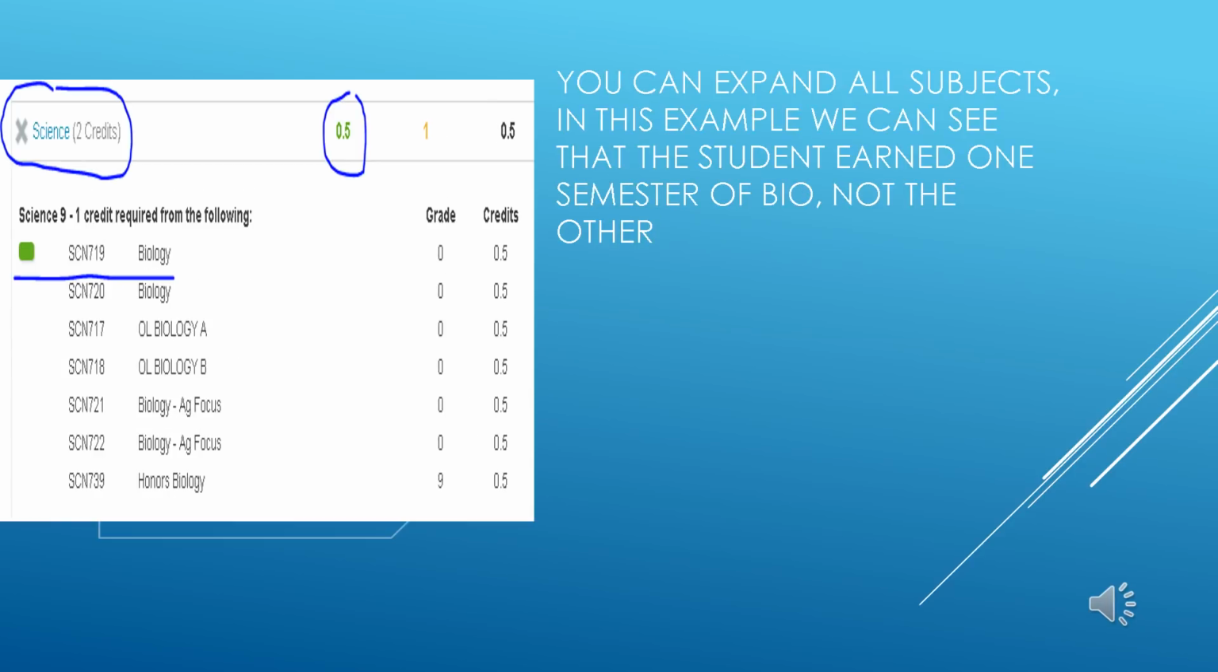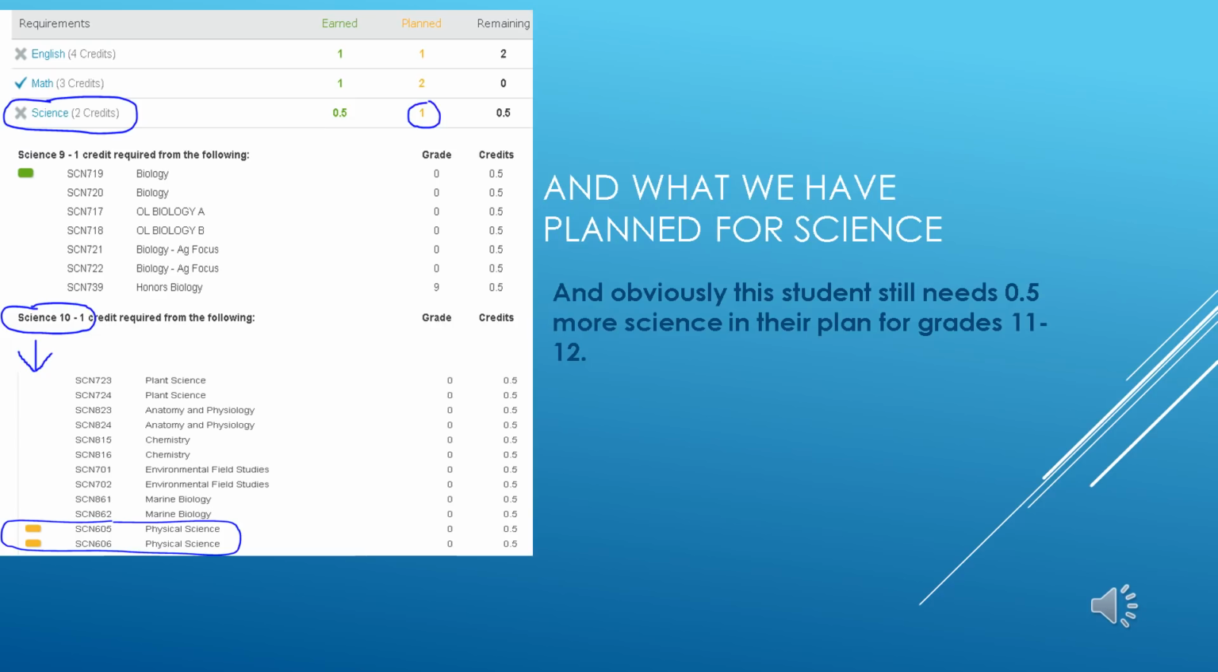Next, if I expand science, I can see that I earned only 0.5 credit for biology. Again, scrolling down from there, I can see my planned science credit, and that's for my current physical science class. I have 0.5 science credit remaining. That needs to be part of my plan for next year.